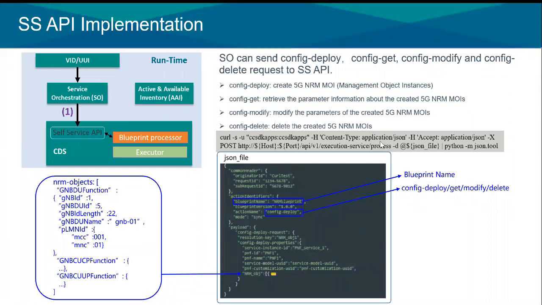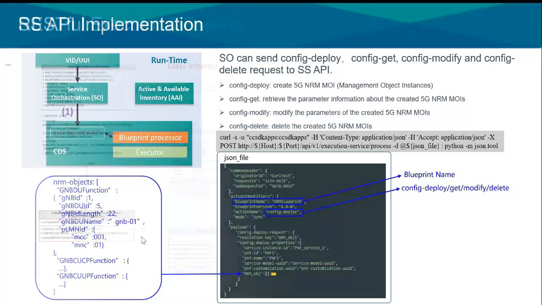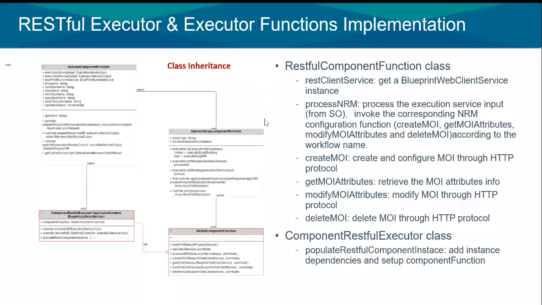Here is the HTTP request, and here is the request body. It is in JSON format, and the request body should specify the name of blueprint and the name of workflow, the action name. And in the payload, it also contains information about NRM management object instance, like this. And the next slide is about the RESTful executor and the executor function implementations.